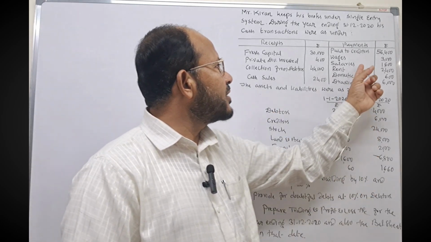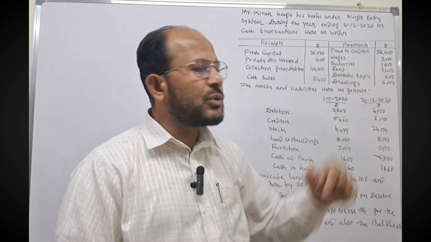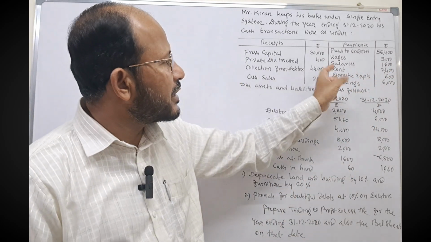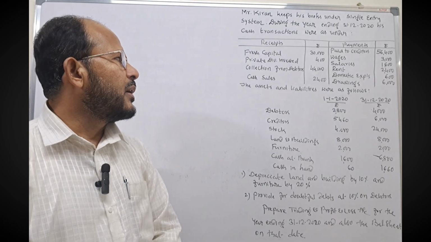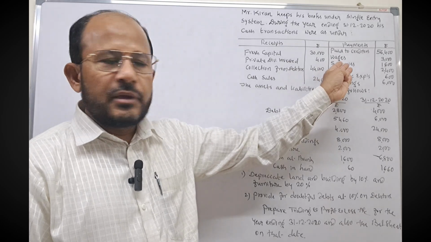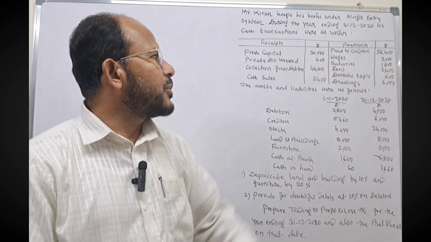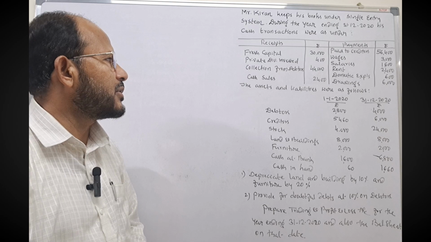This is a direct expense, hence it is to be shown in the trading account. Next one is salaries, 1,600, and rent, rupees 2,400. These are indirect expenses. Hence, we have to show these in the profit and loss account. These are expenses. Hence, these items are to be shown on the debit side of the profit and loss account.